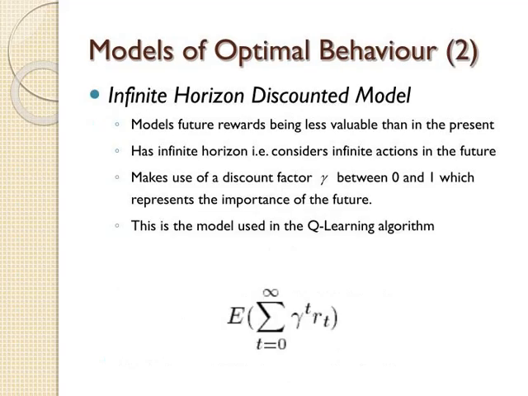Models of optimal behavior, second: the infinite horizon discounted model. It models future rewards as being less valuable than present ones and has an infinite horizon, i.e. it considers infinite actions in the future. It makes use of a discount factor gamma between 0 and 1, which represents the importance of the future. This is the model used in the Q-learning algorithm.